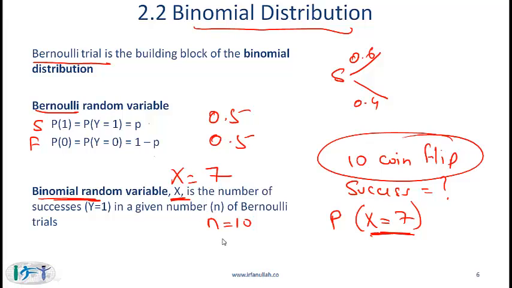Similarly, we can ask the question, what is the probability of 3 successes? And this will be some other number. So the point is that x is the binomial random variable and x represents the number of successes with n Bernoulli trials.